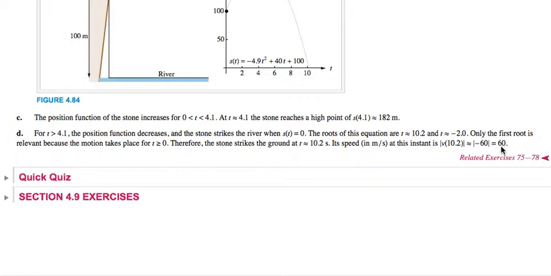That concludes section 4.9, Antiderivatives. And that concludes chapter 4. When we meet again, we'll start discussing chapter 5, which begins our discussion of integration.